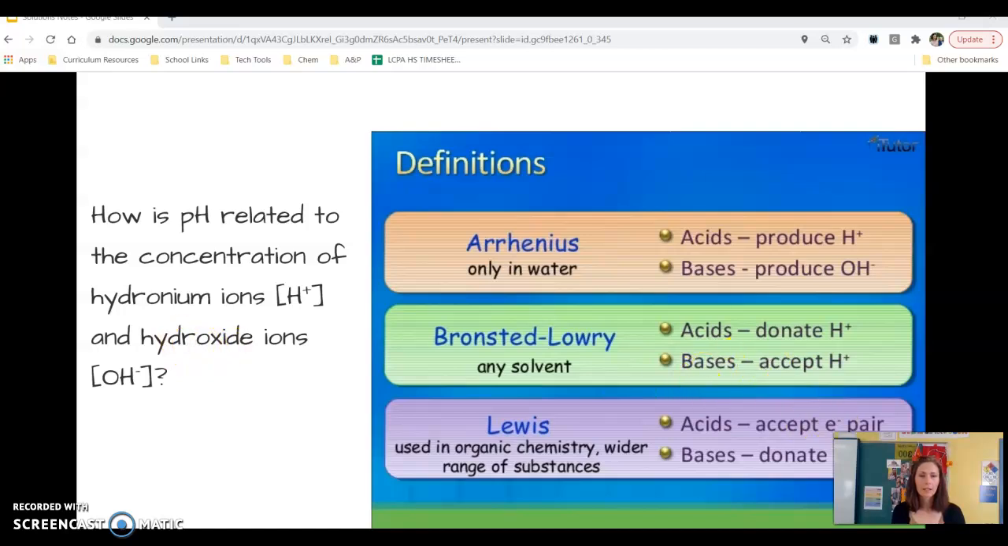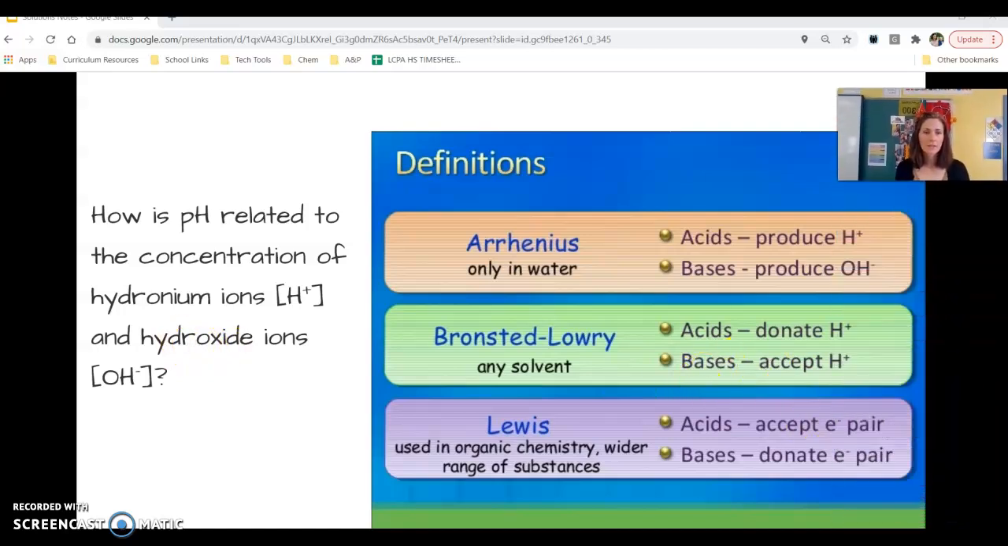So there are three main definitions of acids and bases. The Arrhenius definition is kind of the first definition that was made of acids and bases, and it talked about them only in a water solution. And the way it was described is that acids produce a hydronium ion, or H+, and bases produce an OH- or hydroxide ion in solution. This is true for a lot of acids and bases, but there are a few types of molecules that are acidic and basic that do not follow these rules.